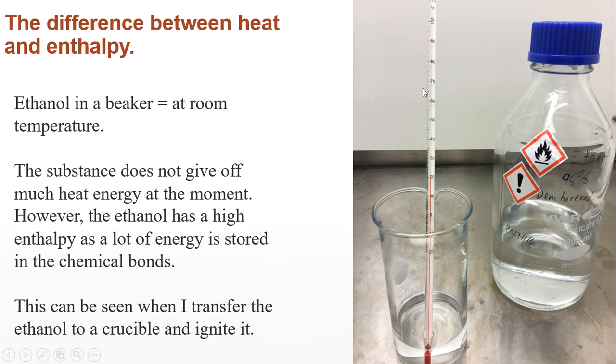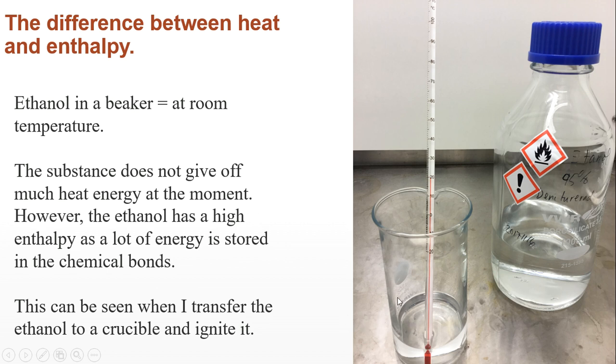We have the temperature of the room and the temperature of the ethanol. It goes back and forth here, but they've reached a sort of equilibrium. They have the same temperature here. However, even though it doesn't give off much heat at the moment, it has a very high potential to give off heat because a lot of energy is stored within the chemical bonds of ethanol.